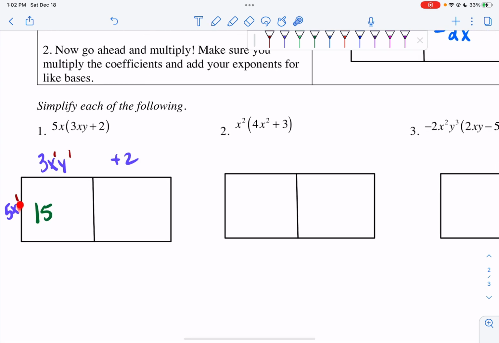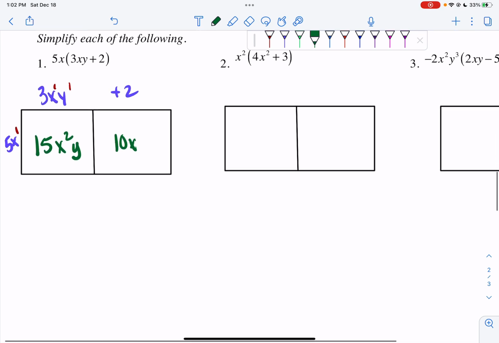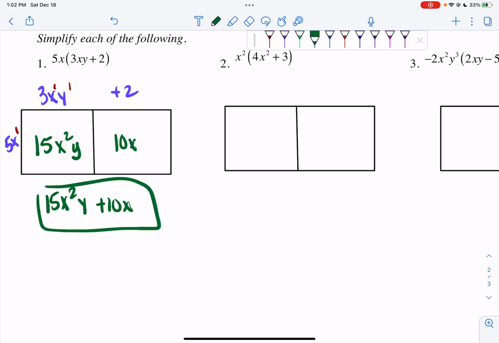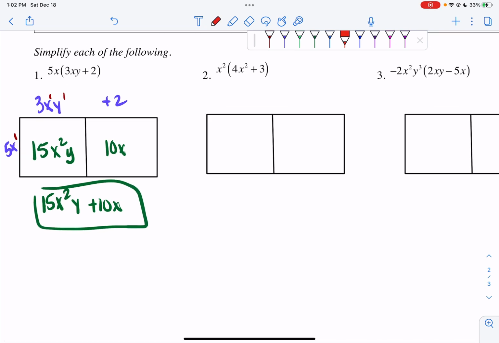So x to the first times x to the first is x squared. And then I just bring this y down for the ride. So I have 15x squared y. Now 5x times 2, that just gives me a good old 10x. Now I rewrite those two terms on the outside and I get 15x squared y plus 10x as my final answer.